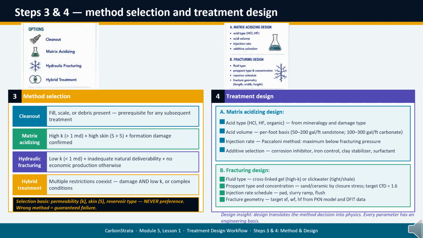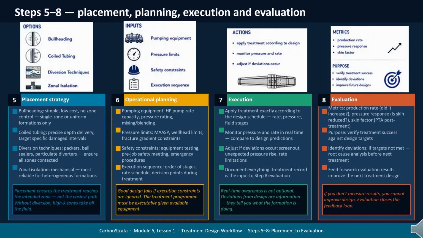So read this slide correctly. Selection is only step 3. Real engineering starts at design. Up to slide 5, the treatment exists only on paper. This slide determines whether it works in reality. Start with placement. This is where most treatments fail. Not at design. At delivery.